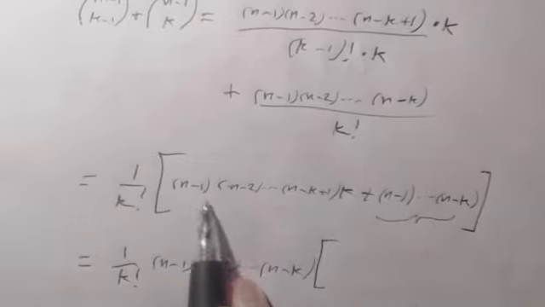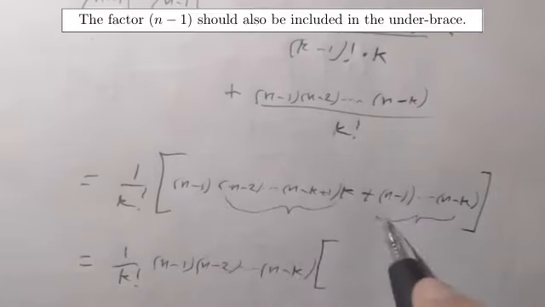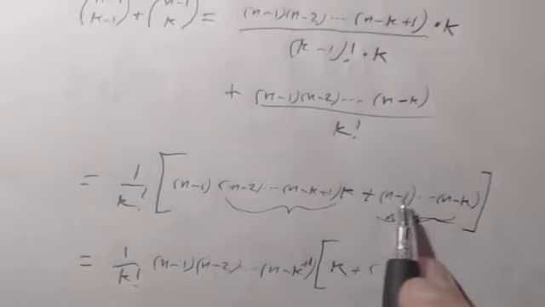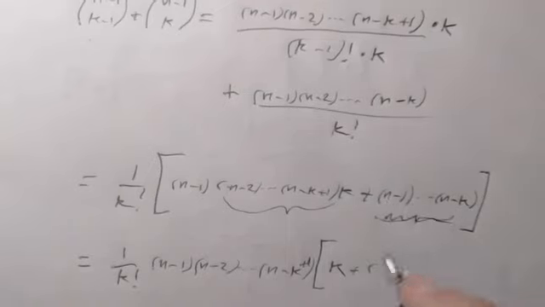This one is n minus 1 times n minus 2 to n minus k plus 1. They've both got this bit as a factor. It goes to n minus k plus 1, and so this is k plus, and then it's n minus 1 times n minus 2, n minus k plus 1, and then n minus k, so it's plus n minus k.